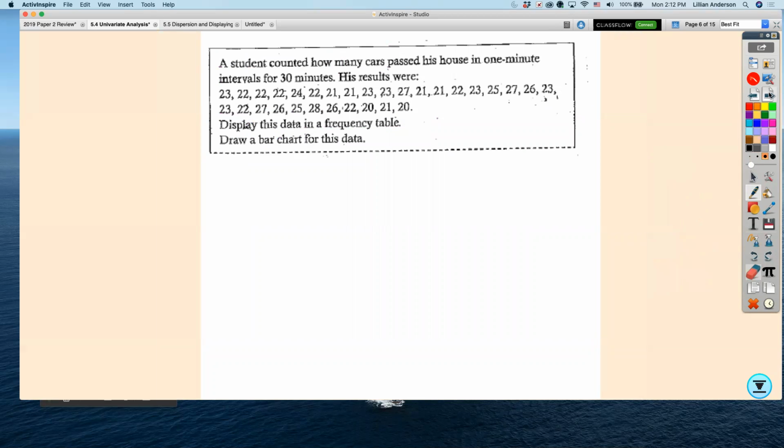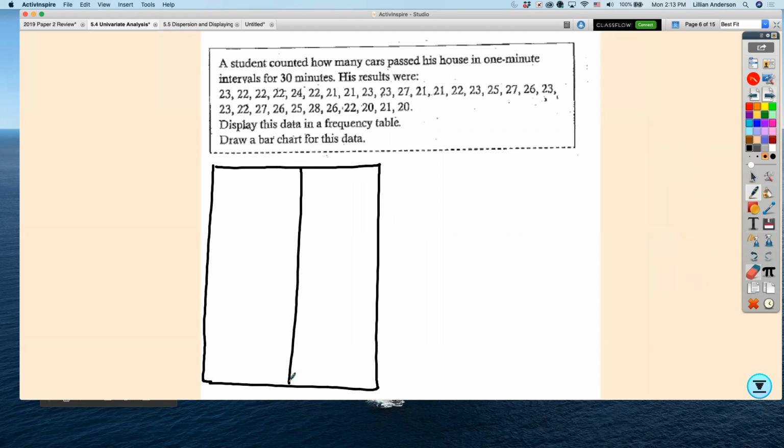So now let's take a look at some of these terms in practice. It says the student counted how many cars passed his house in 1-minute intervals for 30 minutes, and here are the results. You have to display this data in a frequency table and draw a bar chart for this data, okay? So what a frequency table is, it's a table that has 2 columns to it, and each column will have a title. The left side of the table is going to represent what the actual variable is in this particular situation. So it's going to be a number of cars, or I might just say cars. And then the right side is going to say the frequency. So in other words, how many times this particular number occurs in the data set. That's what frequency means, okay?